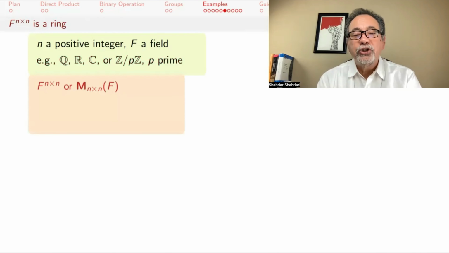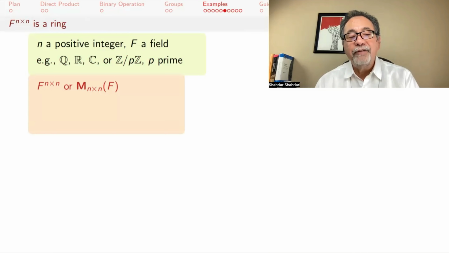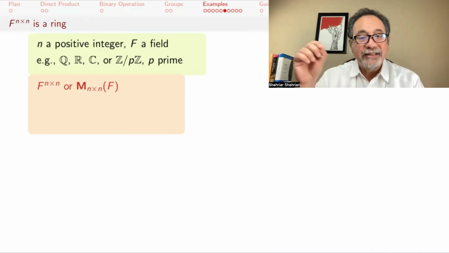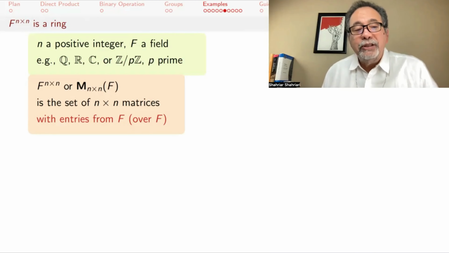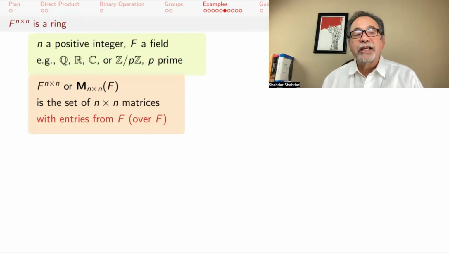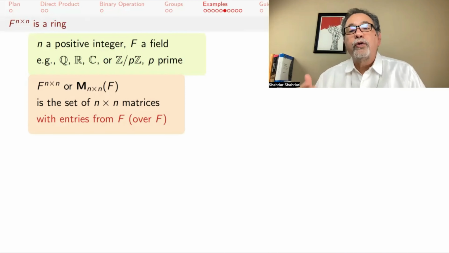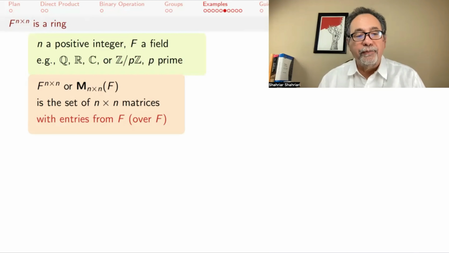Notation for n by n matrices over F, sometimes I use M sub n by n F, and sometimes I use F to the n times n. Both of these are the set of n by n matrices with entries from F. Sometimes instead of saying entries from F, we say n by n matrices over F. Over F means the entries are from F.